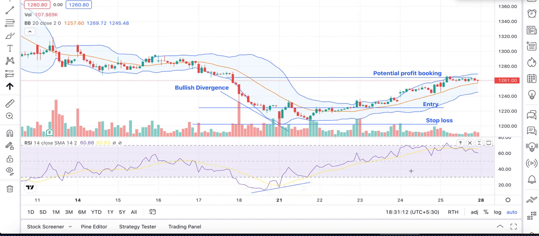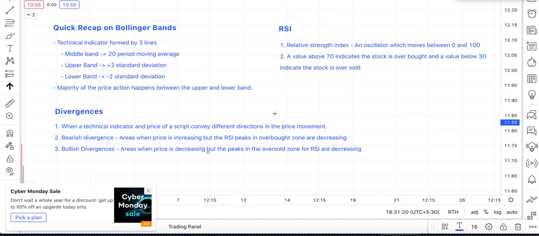Below 30 generally indicates that the stock is oversold and might show some recovery in the price, to be particular. So we'll be using this as a concept today. The last thing to know about is divergences, and then we'll jump right into how you can identify the trade. Divergences, very briefly, occur when the technical indicator and the price of a particular script convey different directions in the stock market.